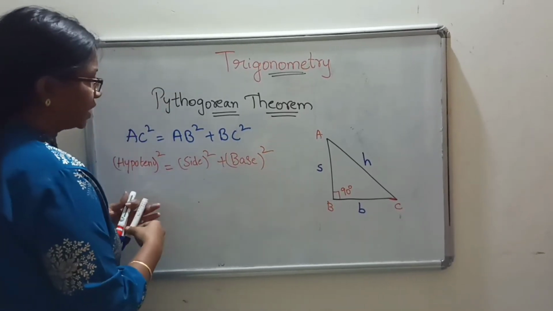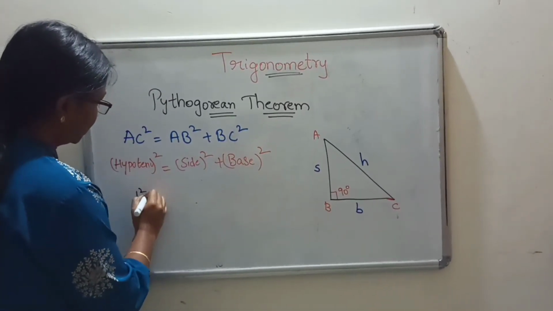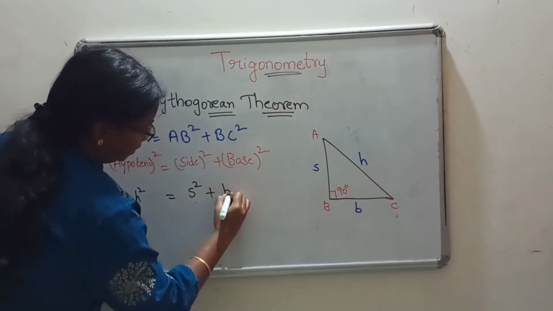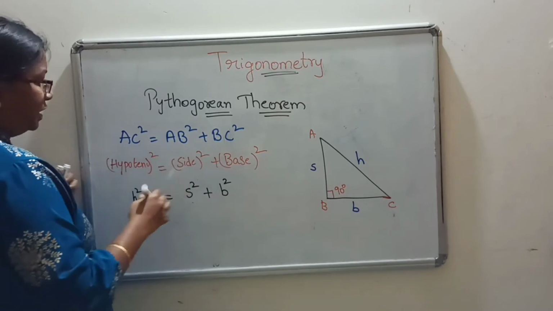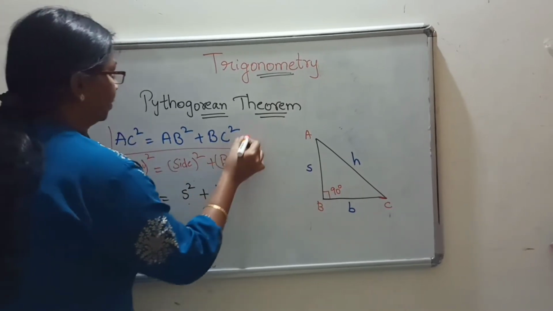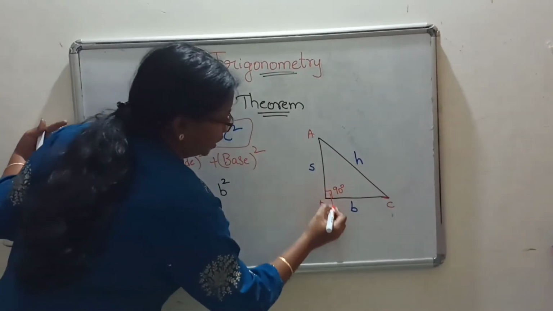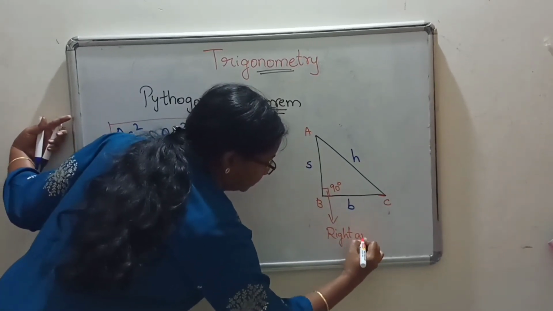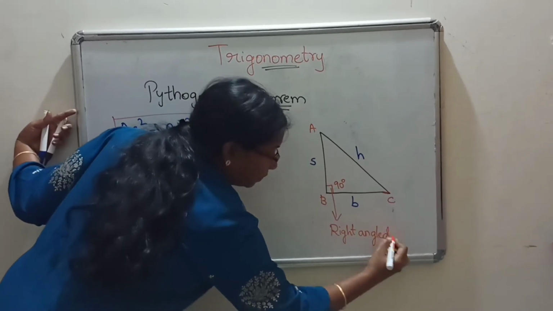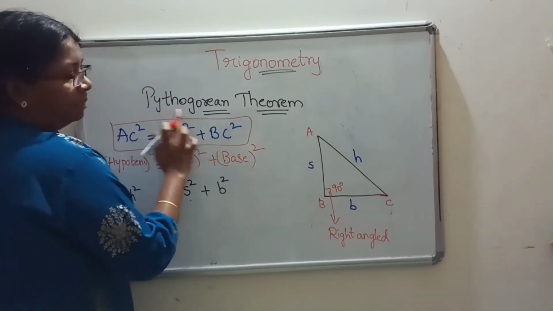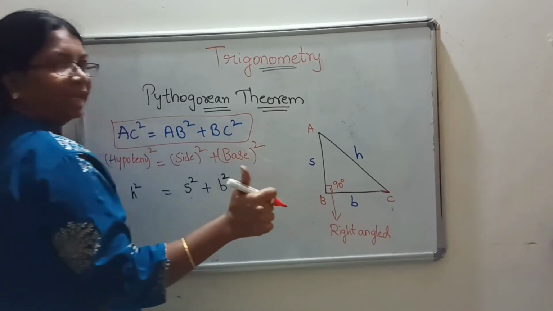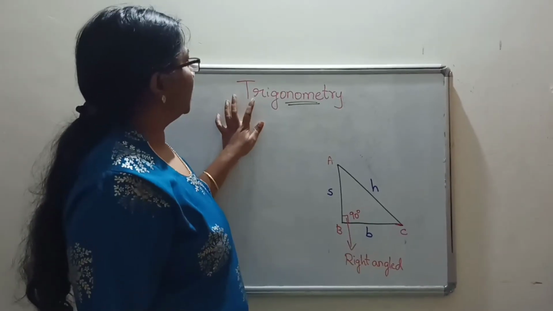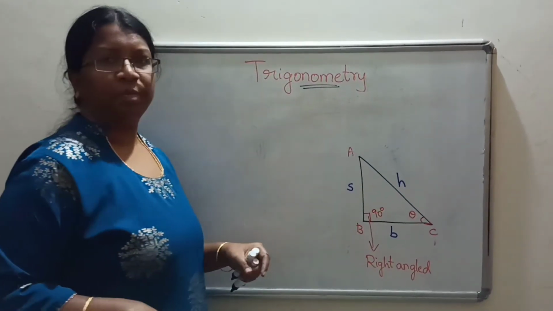So H square is equal to S square plus B square. And this Pythagorean formula is applicable only when one of the angles is a right angle. We need to remember this. Now let us go into our main topic, trigonometry.